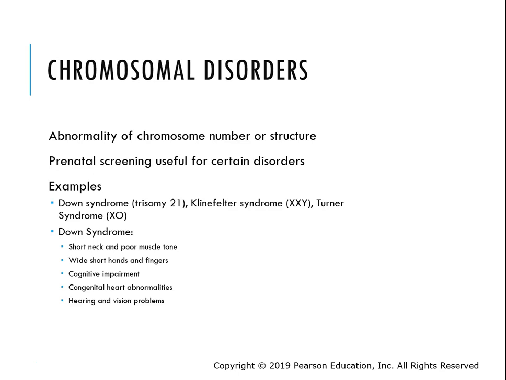Okay, all right, so if we talk about abnormality of chromosome number or structure, it says there is prenatal screening, useful for certain disorders like Down syndrome, okay? There's a lot of prenatal genetic screening done to detect some of these abnormalities, so that if it comes up that you have an increased chance, then they'll do further genetic testing to see if indeed the unborn child might have Down syndrome.